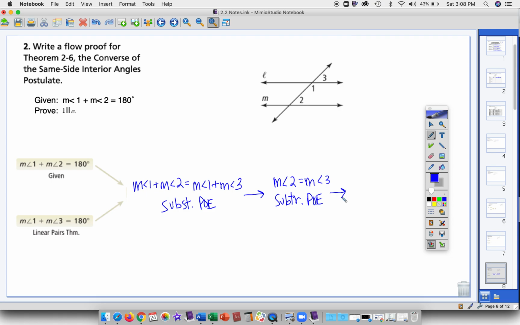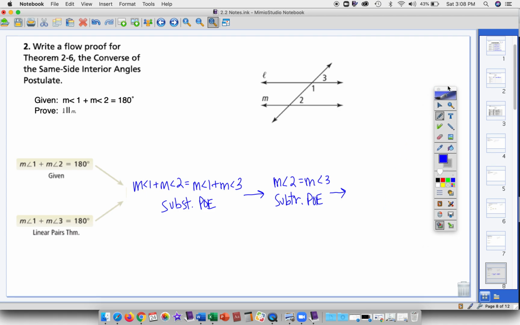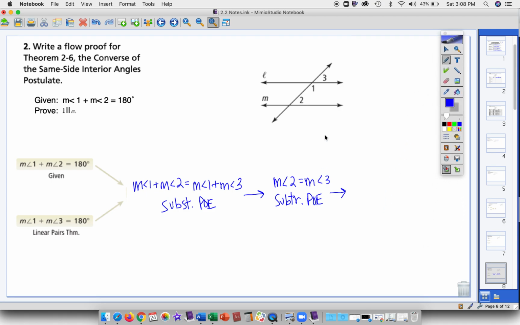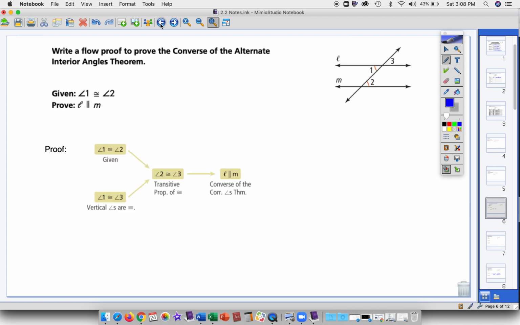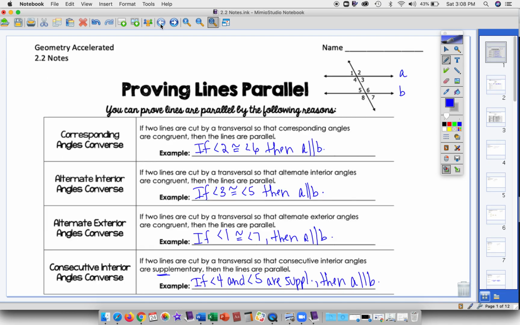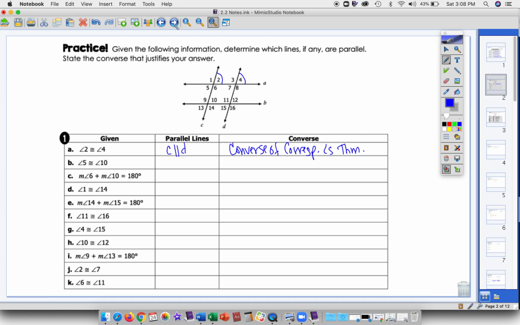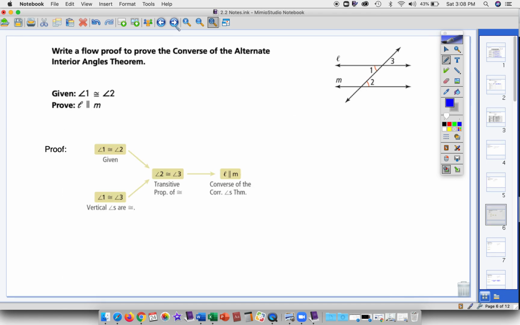Okay, and then the next thing, you may say, well, aren't we done? Because now we have 2 congruent to 3. But this is equality. Right? Remember, the theorems are written where we say that the angles are congruent. Okay, so we need one more step. And notice here too that this was congruency, not equality.